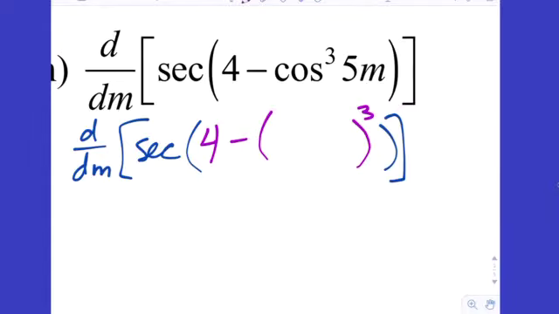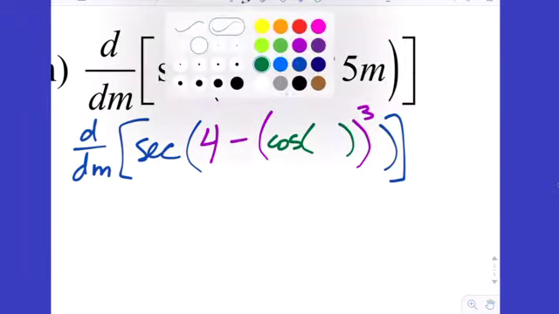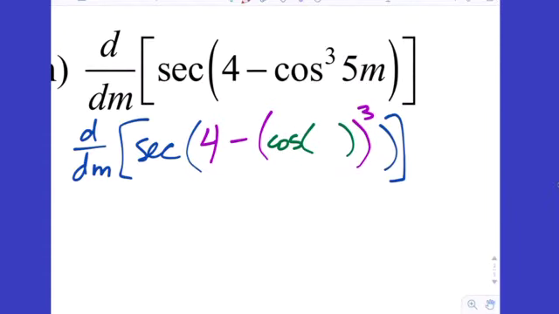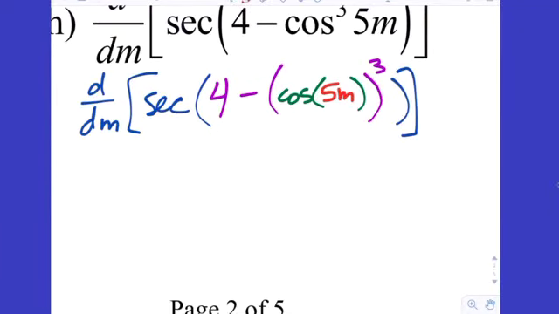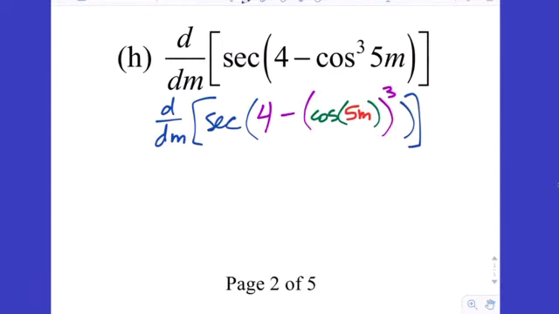That's cosine cubed. And then inside that second term now we have cosine of blob. And inside there we have the blobbiest of blobs. I'll use red, the 5m. Now that you see all the layers in wonderful colors, you can work from the outside in. So first things first, the outer layer is secant, and the derivative of secant, as we've already seen, is secant blob, tangent blob. So kind of not the fun one to write, because you've got to write it twice.